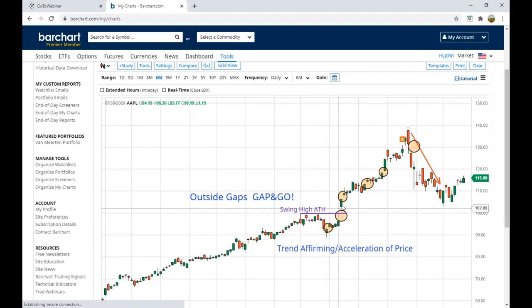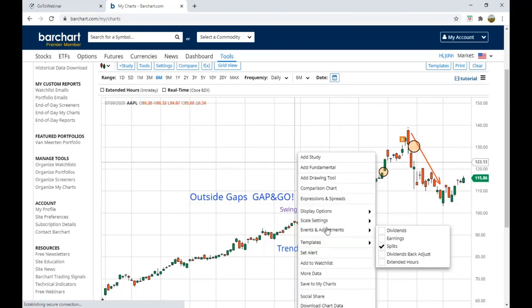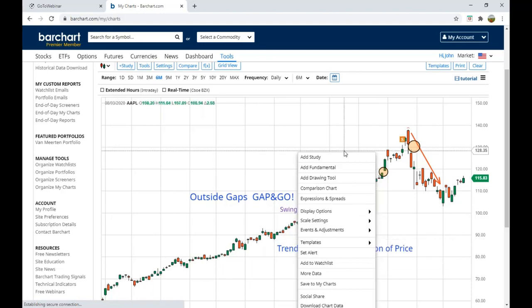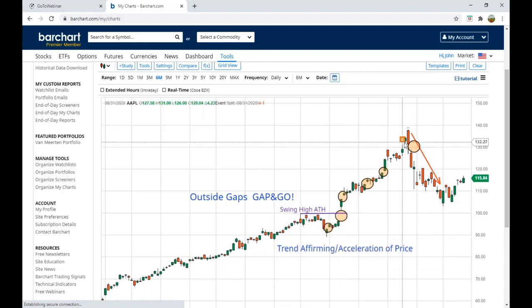And so this price action that came in Apple was actually the announcement that Apple was going to have, I believe it was a 4-for-1 stock split, right? So we can come in here where it says events, right click on my chart, events, and here we see splits. I clicked on splits, and there is the date of the stock split.